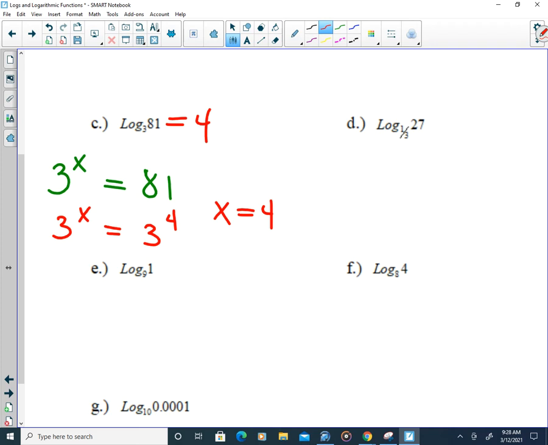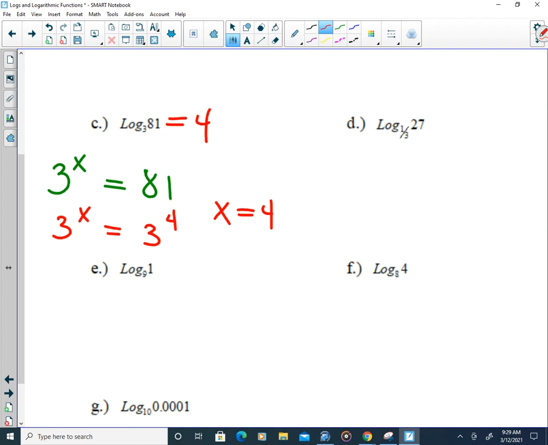This is what you're going to be doing on today's assignment. I want to see you rewriting. I don't want you to do it in your head. Eventually, we will get to the point where you can do it in your head. But for today's assignment, I want to see you rewriting it as an exponential equation and solving it.